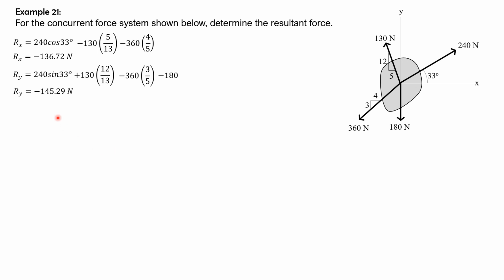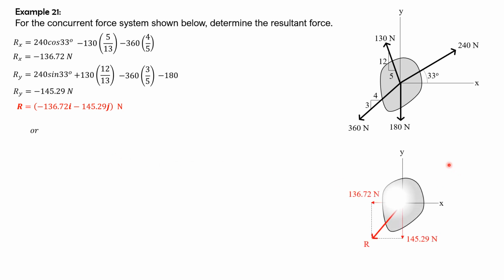So one way of presenting the resultant is in vector form. R is negative 136.72 i, then minus 145.29 j newtons. So you may express your final answer in this manner or the other way around, depending on the instruction in the problem. So the other way around, let's solve for the magnitude of the resultant first.